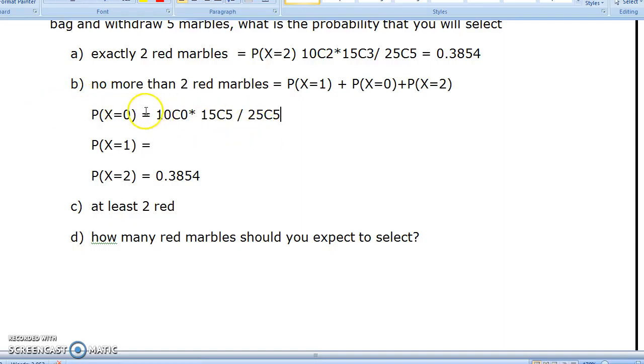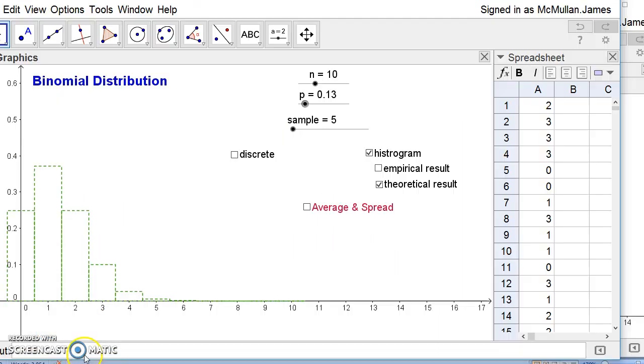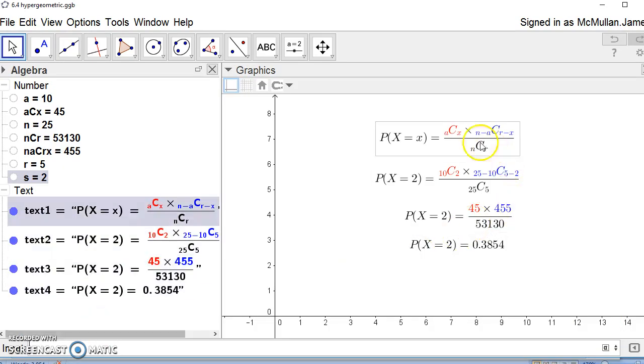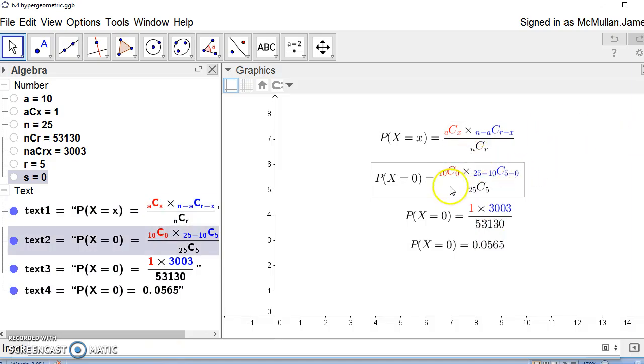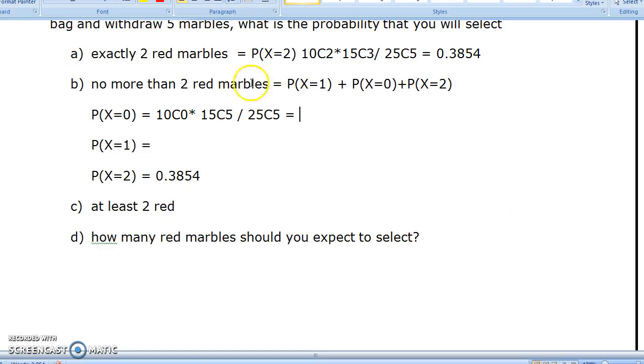Sorry to repeat that. So it's 10 choose 0, 15 choose all 5 marbles, and then 25 total choose 5, right? And of course, as usual, this is not going to be a very high number. If we look at our calculations here, if we set S to 0, none of the marbles are red, all the marbles are blue, right? So 15 choose 5, and we arrive at about 5%, so 0.0565.